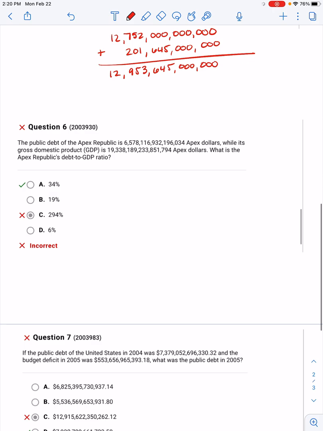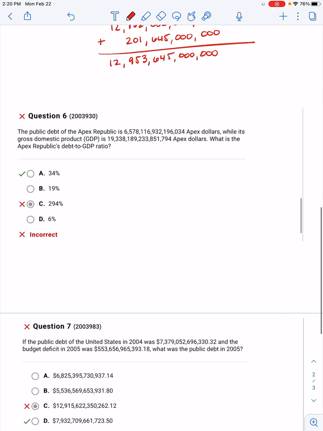Okay, question 6. The public debt of the Apex Republic is that huge number. So we start with this huge number.